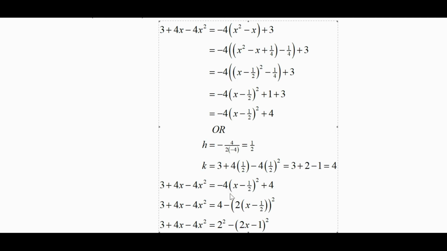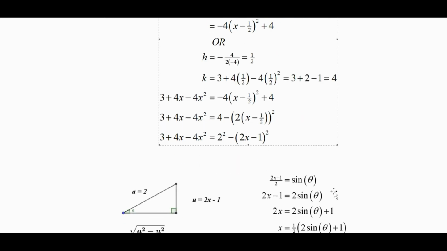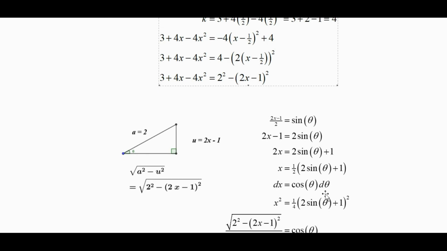4 is 2 squared, so this is 4 times this square, so I'm going to put the 2 times parentheses x minus 1/2, close parentheses, all of that in parentheses, and square it. Distribute the 2. So another way to see this term right here, 4 times parentheses x minus 1/2 squared, is 2x minus 1 squared. And I'm going to leave it in that form. So now I have a squared minus u squared, and now we're going to proceed with the trig substitution.